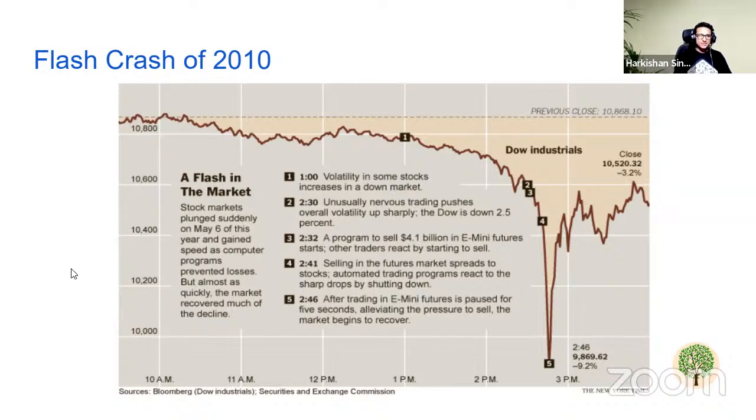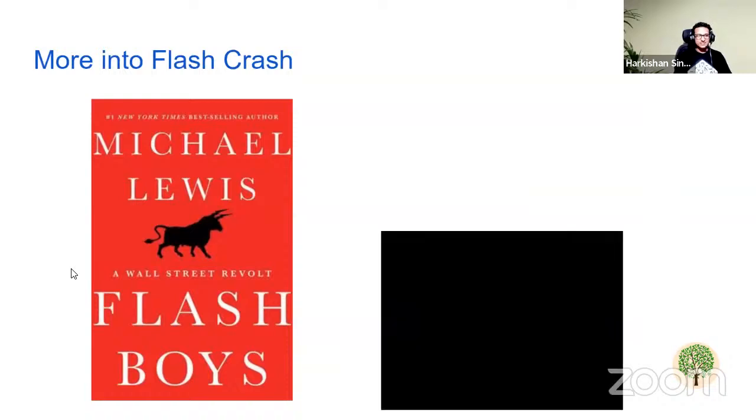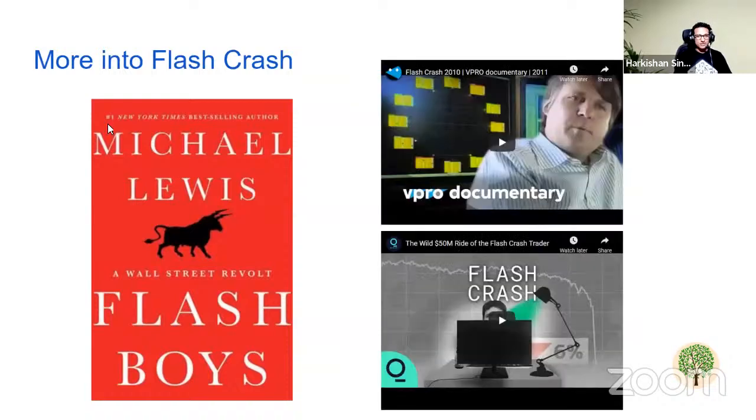If you're interested in knowing more about the flash crash and high frequency trading, I would recommend reading this book, quite a good book, Flash Boys by Michael Lewis. It's not a quantitative read, but it's an interesting story behind high frequency trading and how it all started. I'd also recommend two documentaries about the flash crash. They go in depth into what happened during the flash crash. One is this, and one is by Bloomberg.